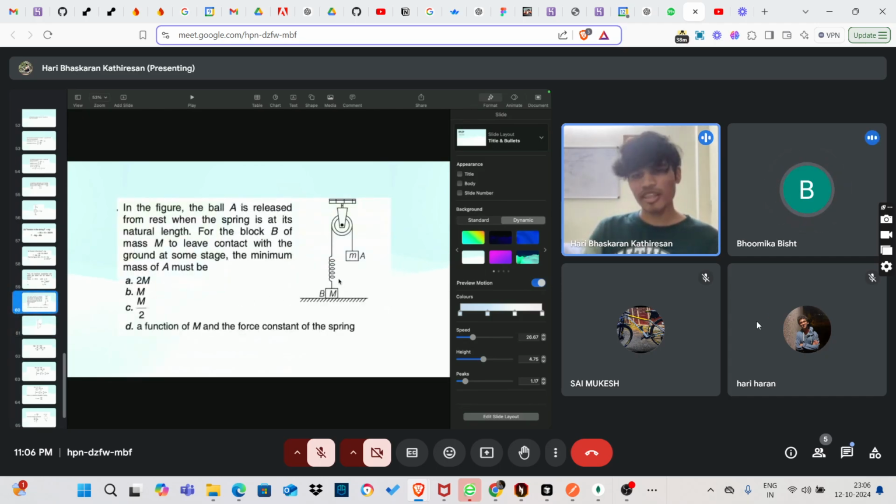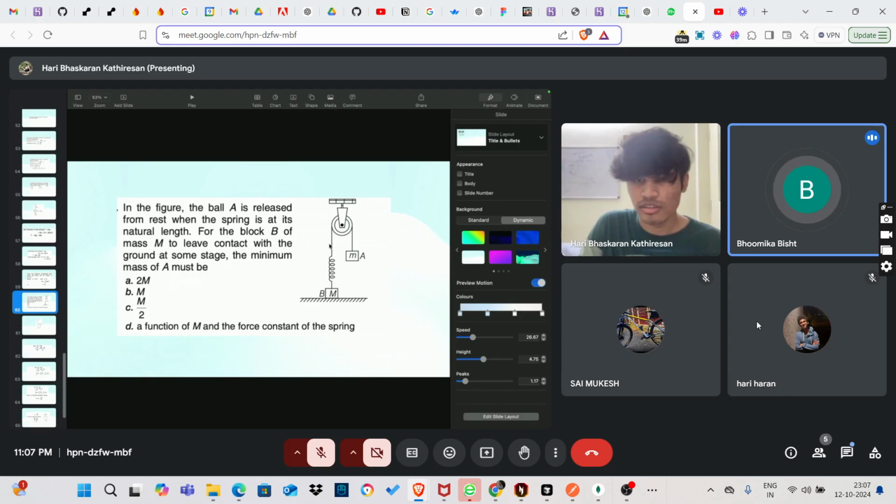The primary condition which you all need to remember is what happens when this thing just leaves the ground. When it just leaves the ground, it is at rest. It's not moving. So you take the velocity as zero, and the upward force is equal to the downward force. The second thing you need to remember is the spring tension won't affect that mass.